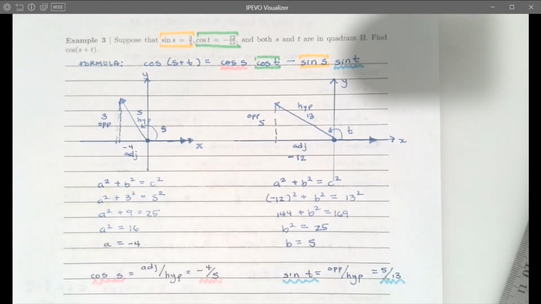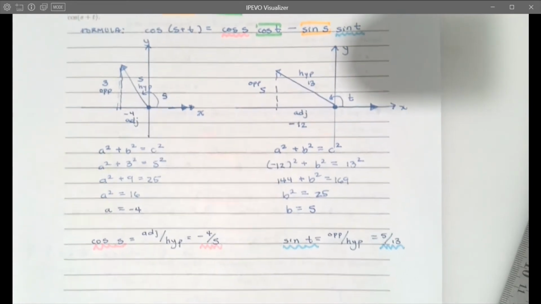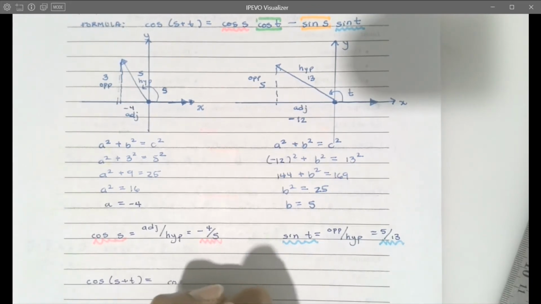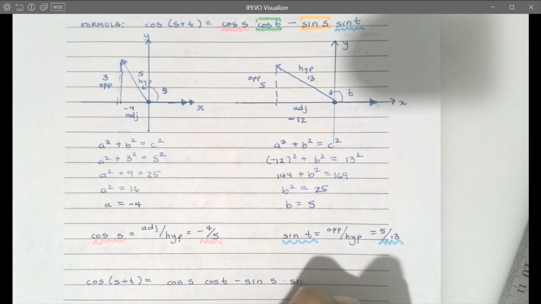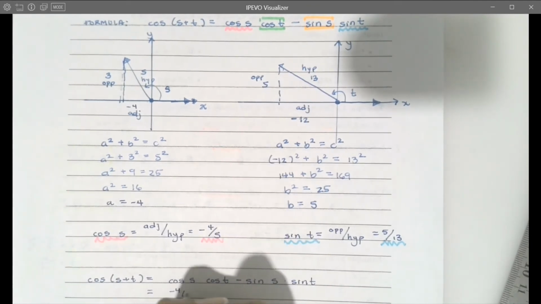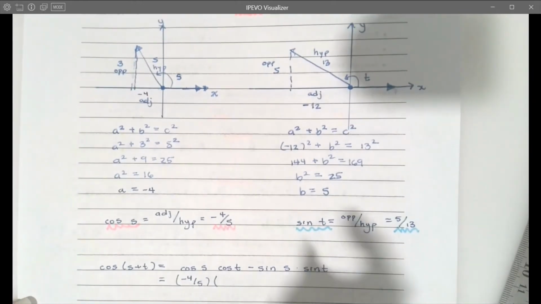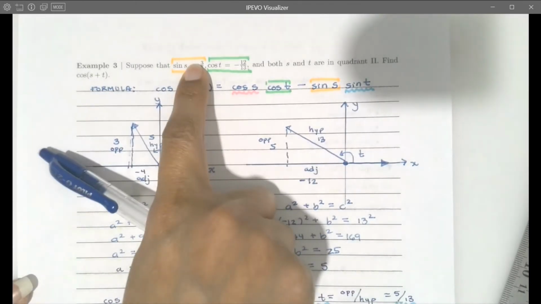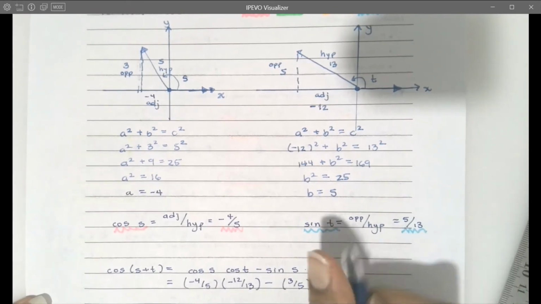Alright, so that is all the information that we need in order to compute cosine of s plus t, which is the original goal. So let's write that down here. Cosine of s plus t, we said, would be cosine of s times cosine of t minus sine of s times sine of t. And cosine of s, we found, was negative 4 over 5. Cosine of t was given to us, negative 12 over 13. Sine of s was also given to us. It was 3 over 5. And sine of t we found is 5 over 13.